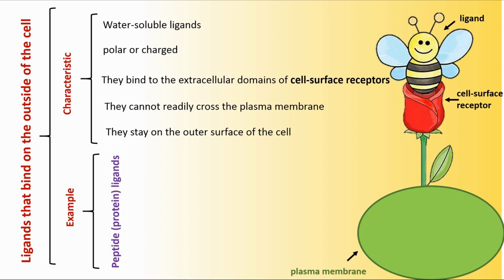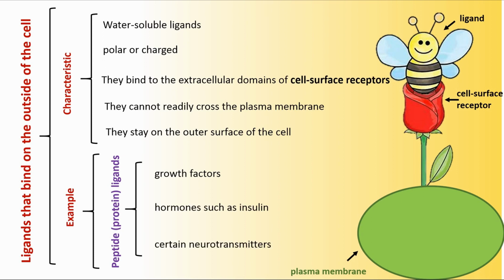Example: peptide or protein ligands, such as growth factors, hormones such as insulin, and certain neurotransmitters.